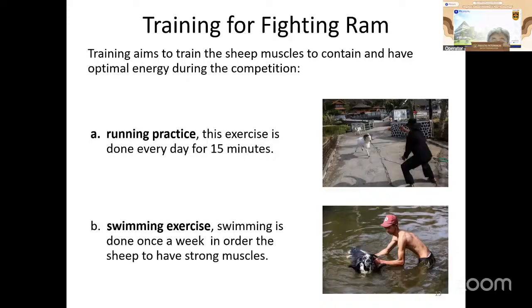Fighting sheep are given several training sessions aimed at accustoming the sheep's muscles to strength and having optimal power when competing. Running is done every day for 15 minutes, and swimming is done once a week. As you can see in the picture here, this is running done every day for 15 minutes, and swimming is done once a week only.